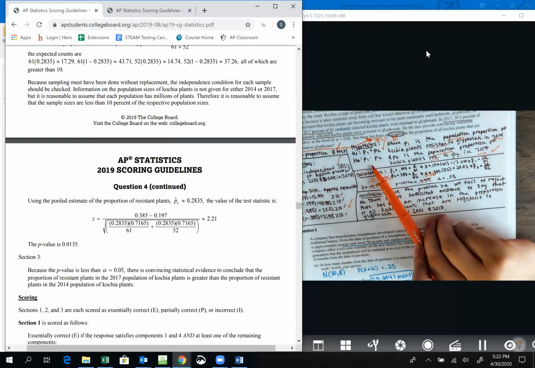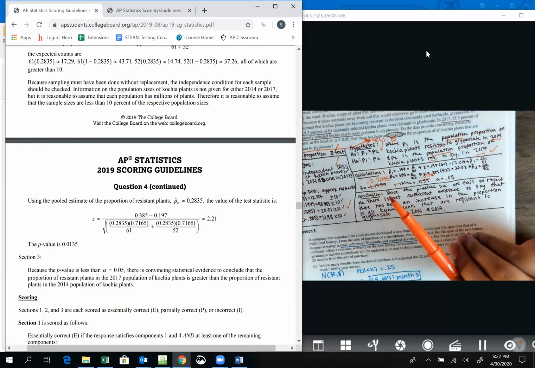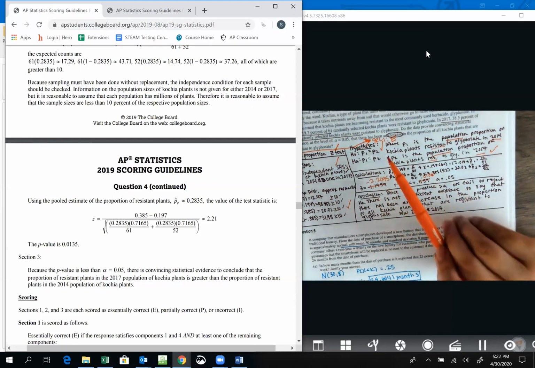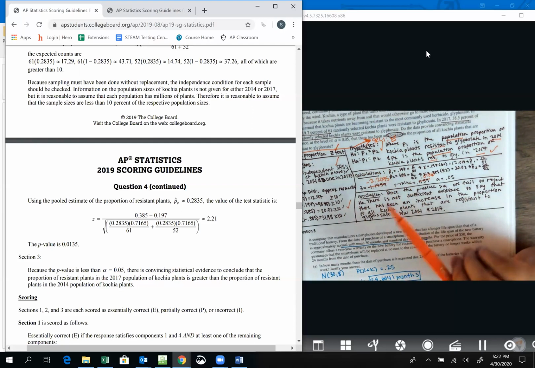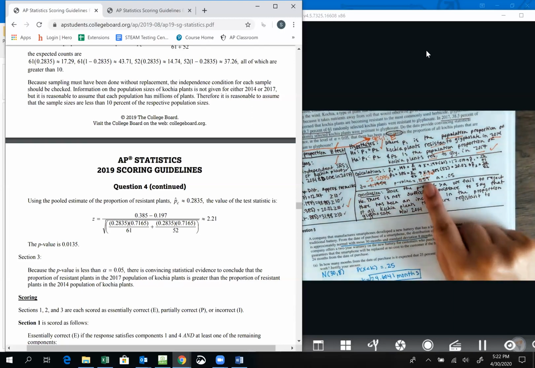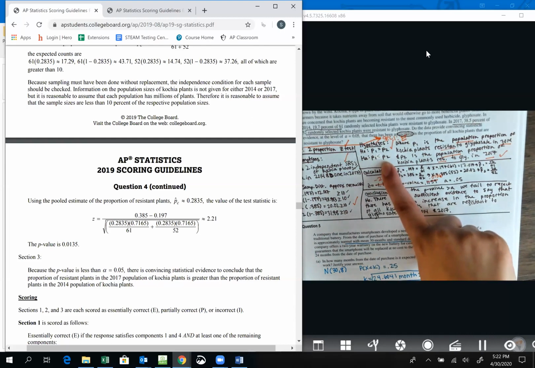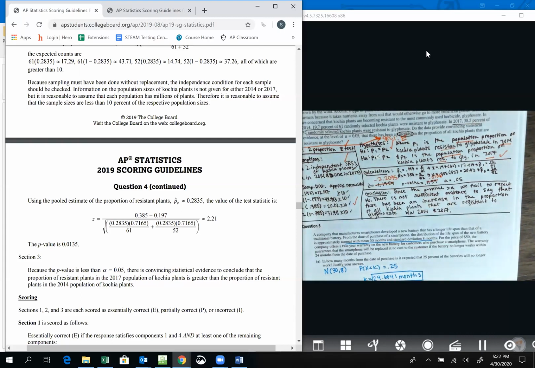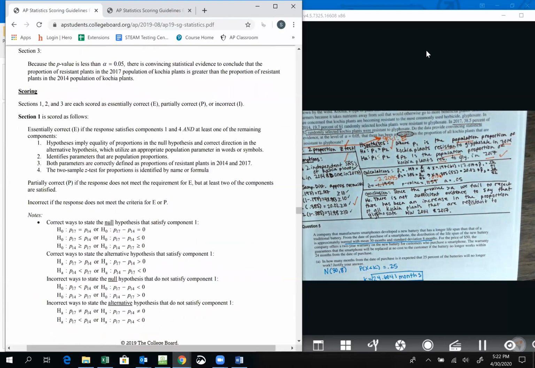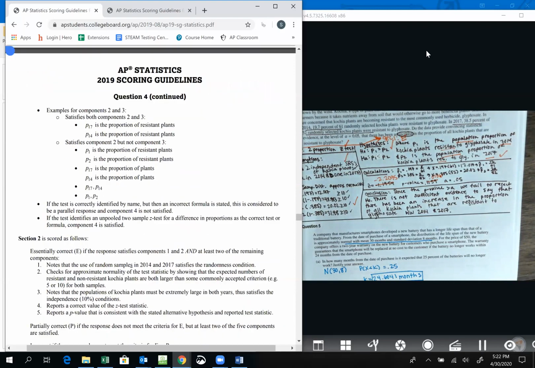But if you did it the other way, where you started with the 2017 and then you did the 2014, which is what they did, then you would have gotten positive 2.2095. So negative or positive, whichever way is fine, as long as your p-value is correct and you're consistent with your hypothesis. I wanted to start with 14, but you could have started with 17 since it said 17 was higher. Okay, now let's go back to the scoring and see what happens as a result.